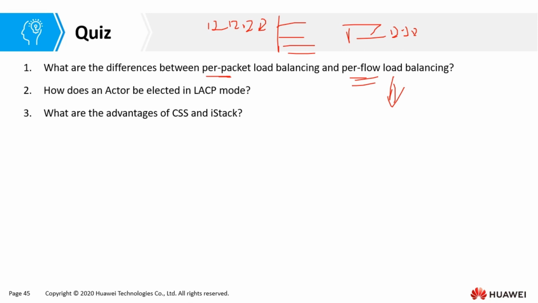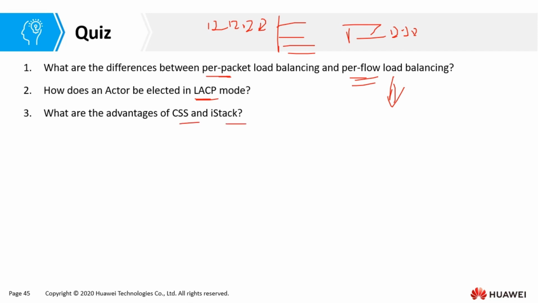So how is the actor elected in LACP mode? Again, it is based on the system priority. But if you don't have the system priority, it will be based on the MAC address. Again, it's under layer 2. So we look at the smaller value having the higher priority.